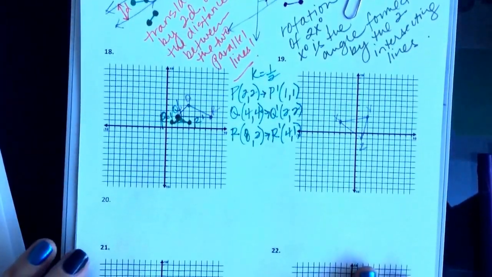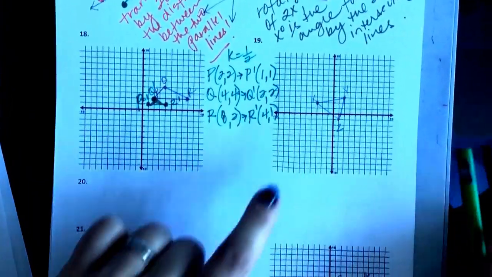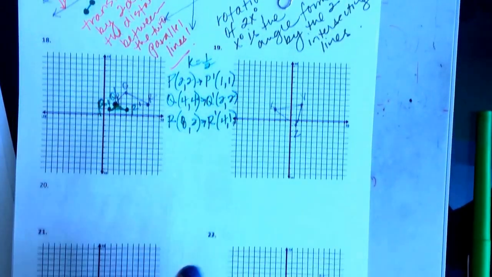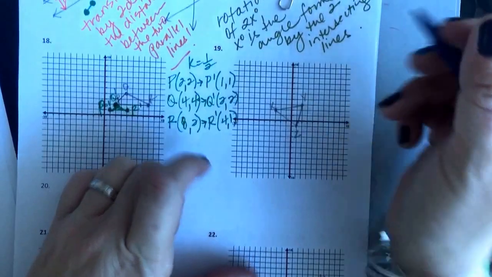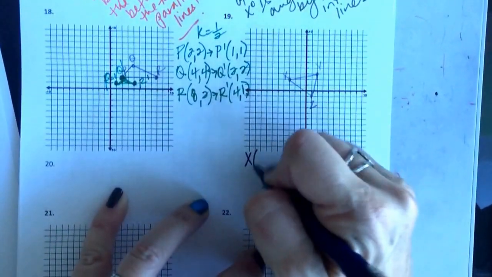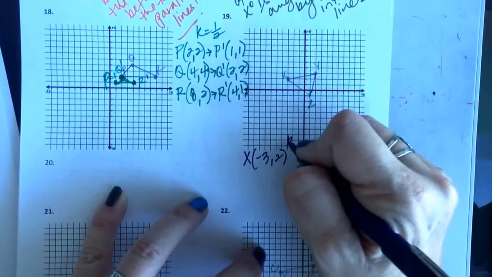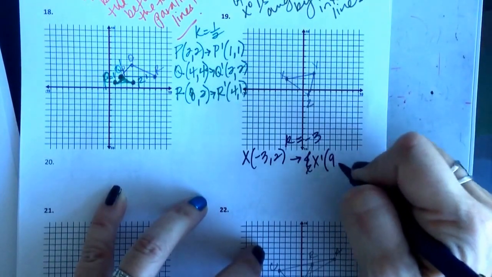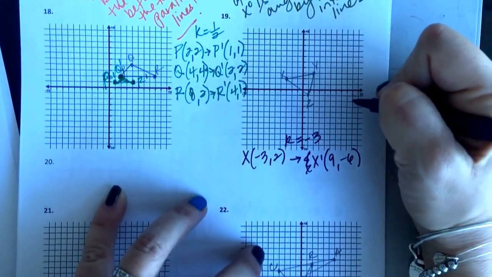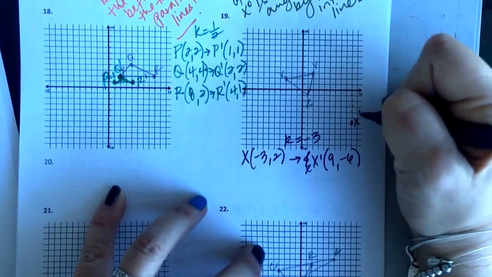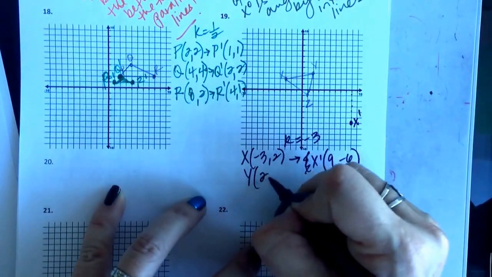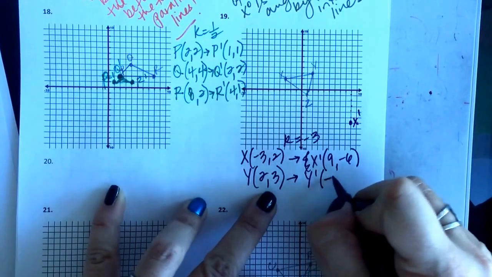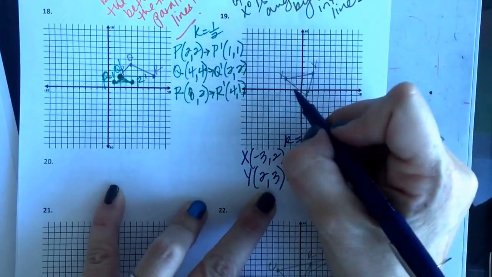It got smaller. In 19, this figure is multiplied by a size change of -3. It's going to turn it 180 degrees, and it's going to triple it in size. X started out as -3, 2. Under the size change of K equals -3, that's going to go to X prime at 9, -6. Y is sitting at 2, 3. Under that size change of -3, Y prime is going to sit at -6, -9.